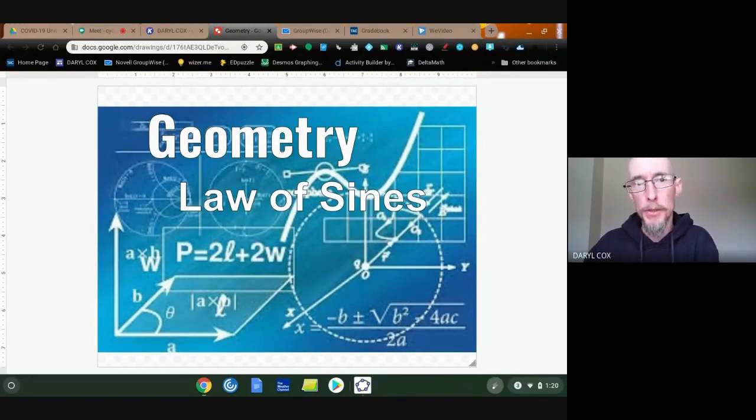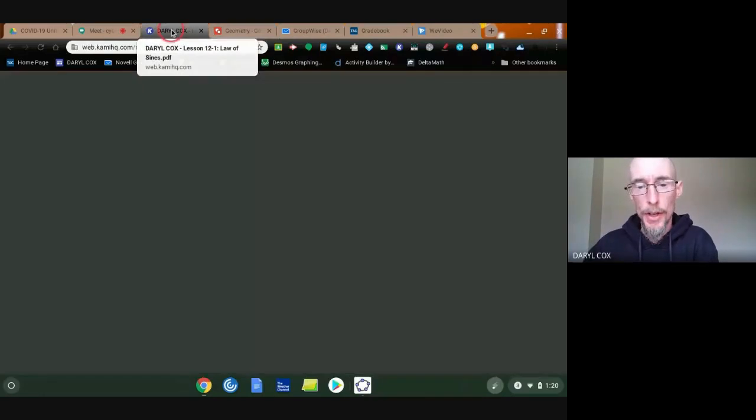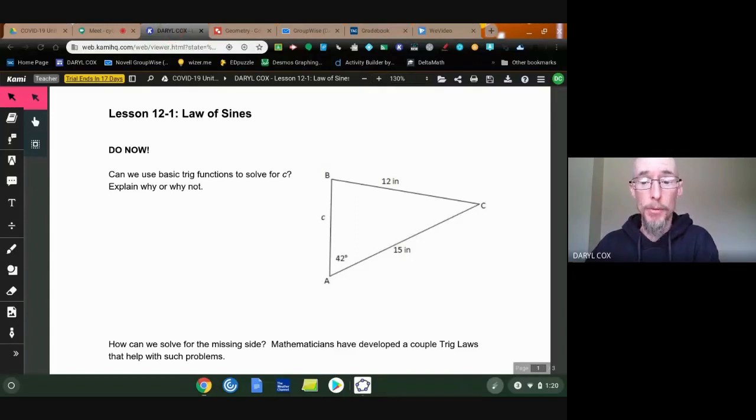So we're going to look at our first rule of trig today, which is the law of sines. So let's take a look at our notes. Remember, you can print these notes out if you want to, or you can just take notes on regular paper, but you definitely want to take notes.